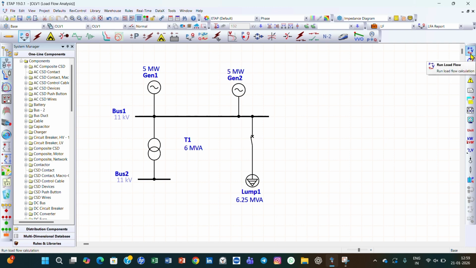Now we can perform one more time the load flow analysis to see that the generators are equally loaded. You can see again the generators are equally loaded. Now we can go and study the transient stability.